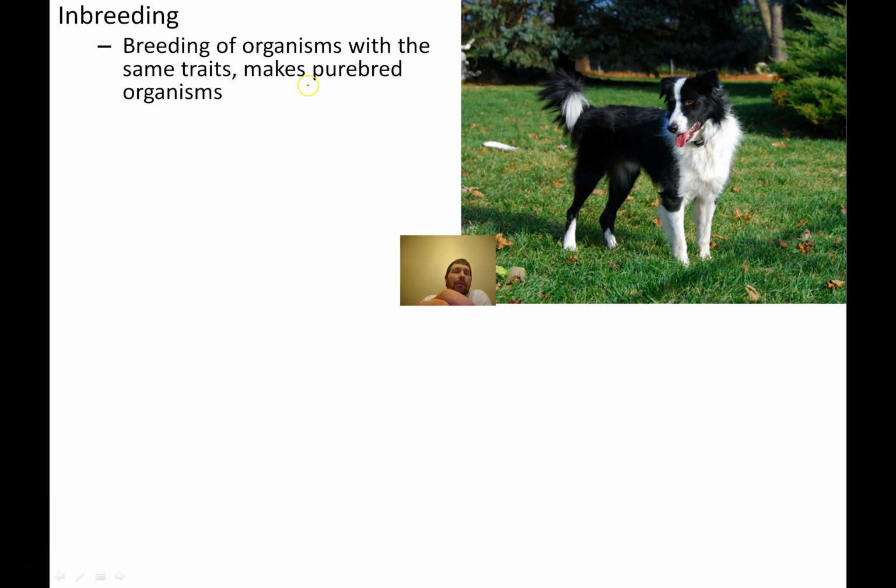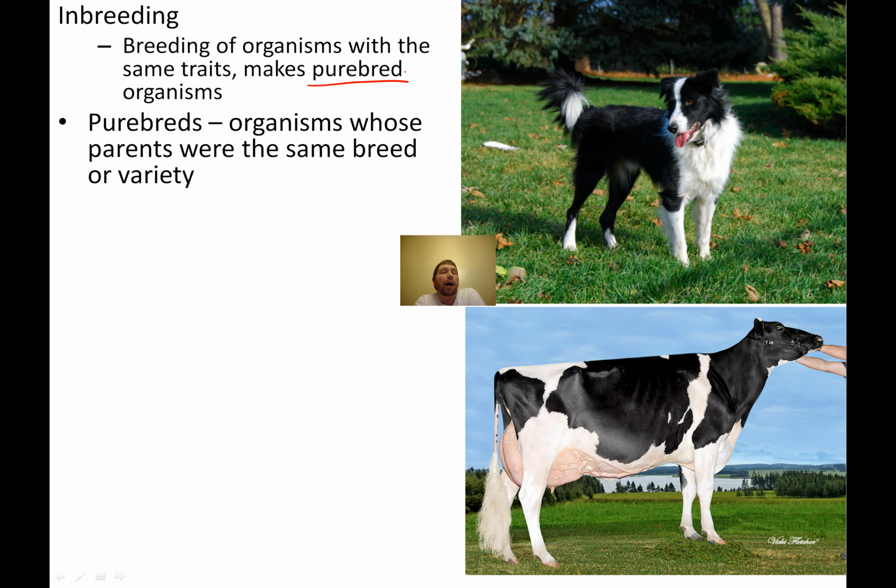Now, you see this term here, purebred. It's a term you're probably familiar with, but the definition of a purebred is these are organisms whose parents are of the same breed or the same variety. So I've already talked about how this dog up here is a purebred border collie. Both of his parents were border collies. Down here, that is a purebred Holstein cow. Both of its parents were Holsteins. And so he's going to have all the same traits of a Holstein. They're not going to be lost.